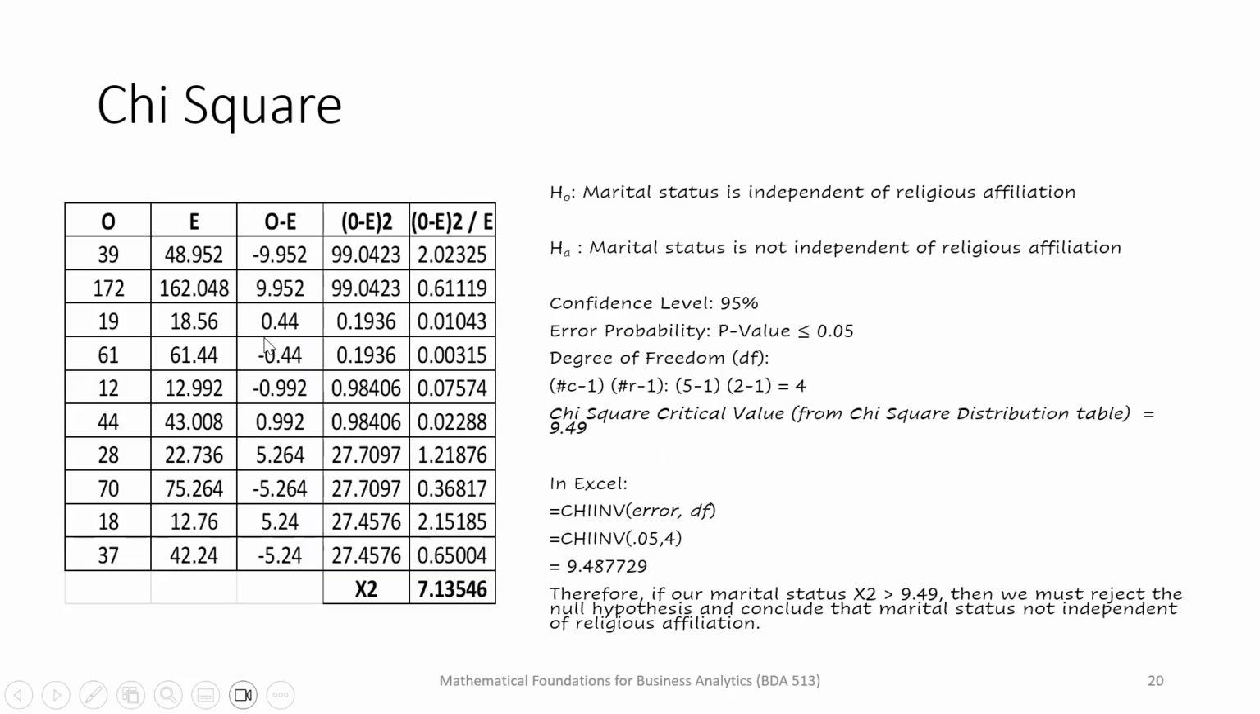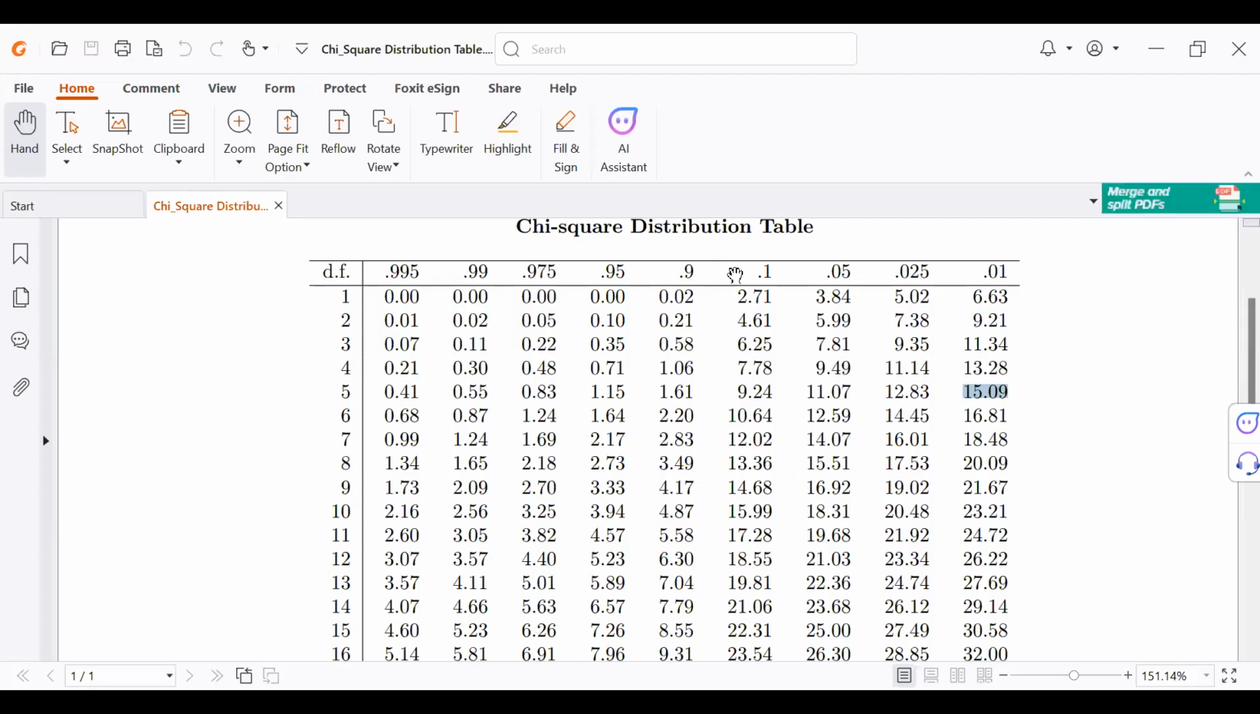So column minus 1 multiplied by row minus 1. The columns are 5, so 5 minus 1, multiplied by the rows, 2 minus 1, which gives you 1. So 1 times 4 gives you 4. That will be your degree of freedom. So when you go into the table, you are looking for a degree of freedom of 4 and 0.05, which is 9.49.